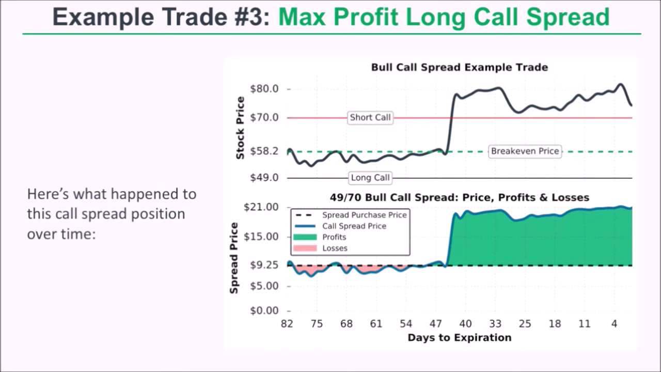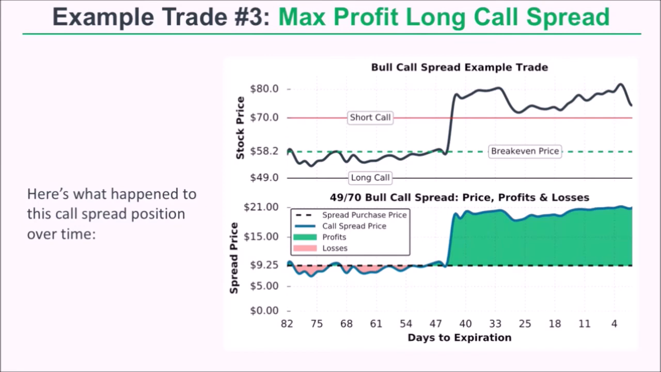So, in fact, the most this 49.70 call spread could be worth is the width of the spread, $21. So, right around 45 days to expiration, we can see that jump in the stock price actually brings the spread's value to its maximum potential value of $21. So, at expiration, the stock price was still above the short call strike price of 70, and in this case, the spread's value expired at $21.